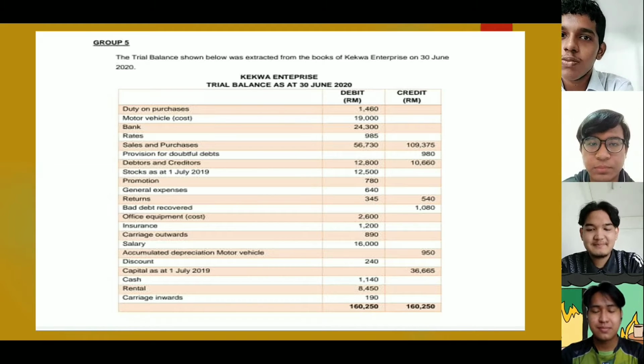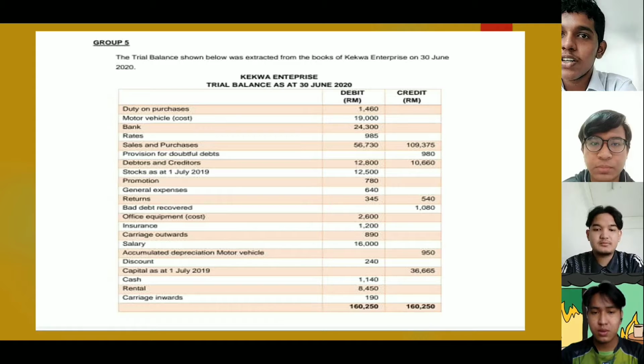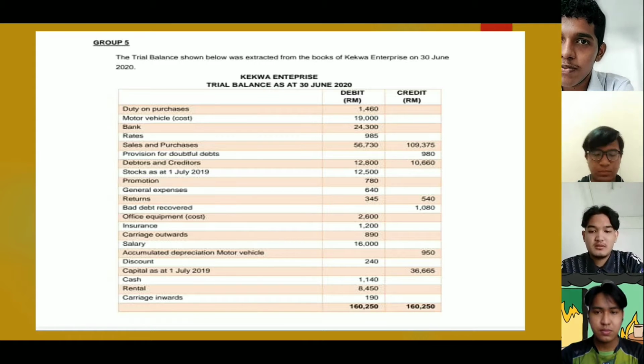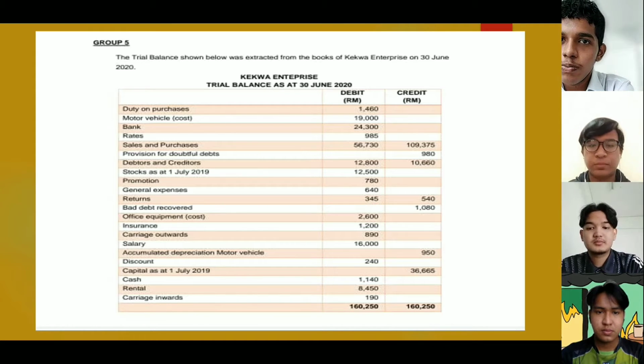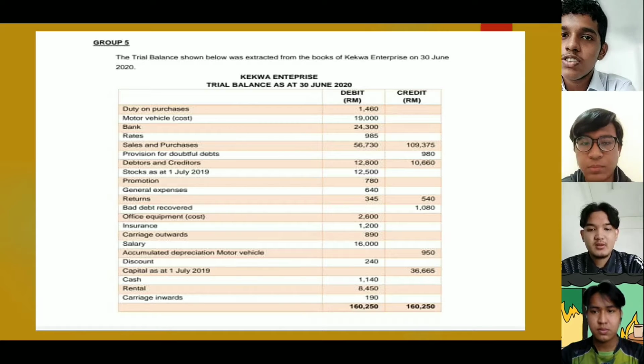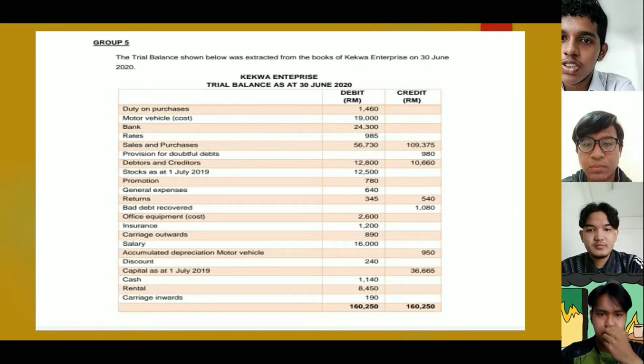So I'm Saran Selvam. My metric number is 14DPR21F1058. So we are group 5. So let's look at the question. So this is our question.